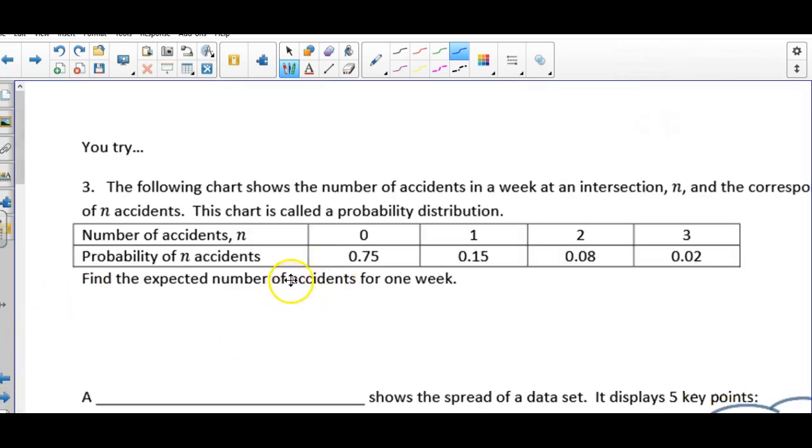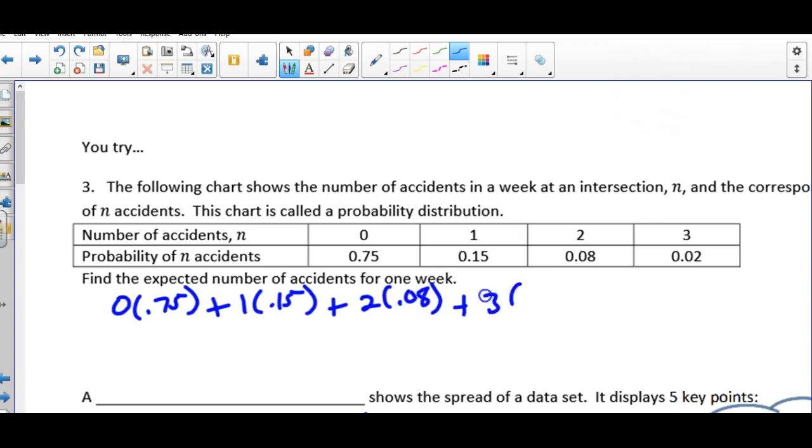But here's an example. It says the following chart shows a number of accidents in a week at an intersection, and the corresponding probability of those accidents. So right here, you got 0 accidents occur, 75%. So you have 0 times 0.75. That's the weight. Then you have 1 accident, it's 15%, or 0.15. 2 accidents is 0.08, 8%. Or 3 accidents has a 2%, 0.02.